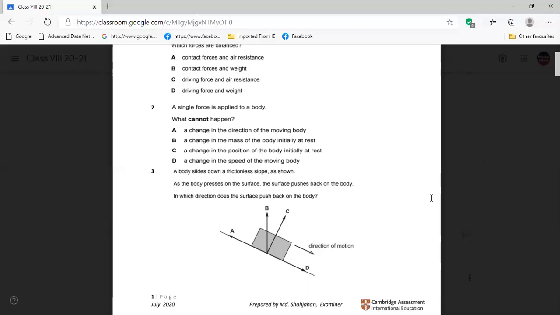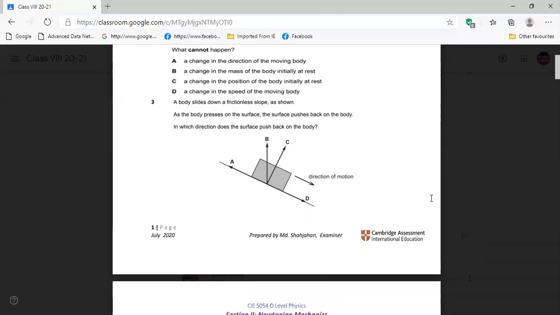A body slides down a frictionless slope as shown. As the body presses on the surface, the surface pushes back on the body. In which direction does the surface push back on the body? I think it's C. Yes, correct.